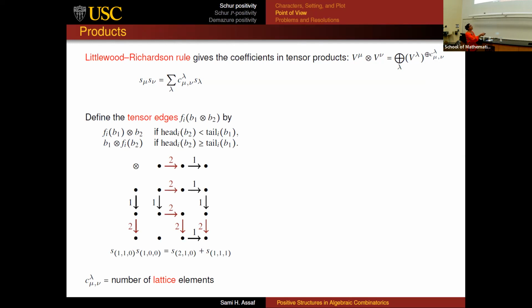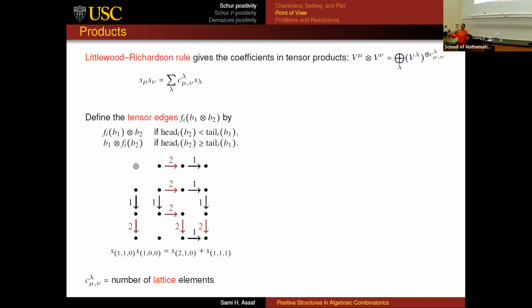Hey, I recognize this guy, right? That's S210. And this other guy is S111. And you can't know this unless I give you the weights, but it looked ugly on the slide, so I took it out. And now we have a formula. It's the number of lattice elements.